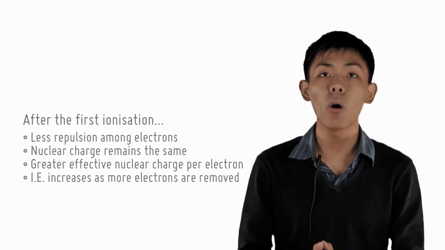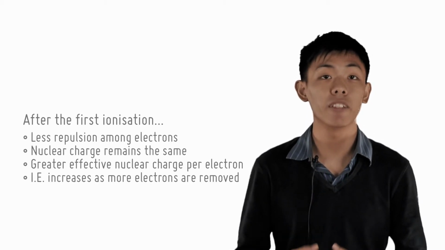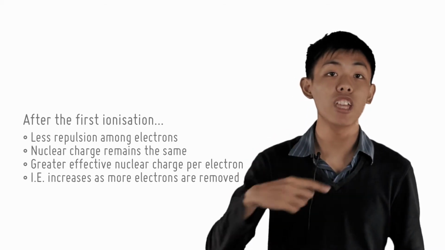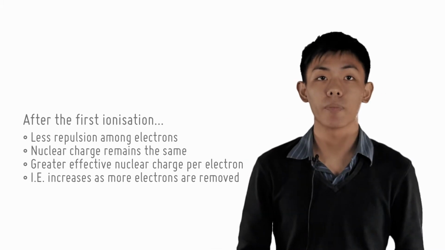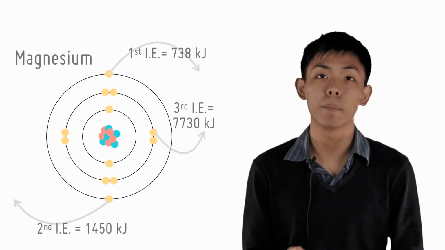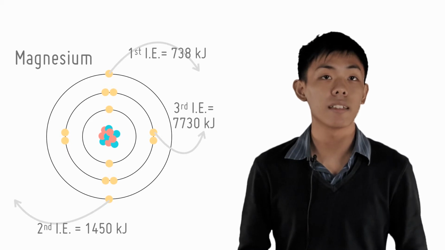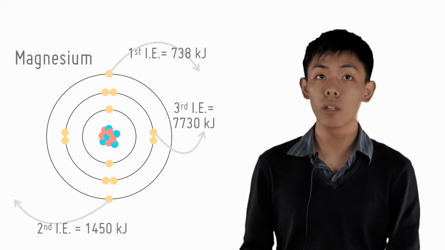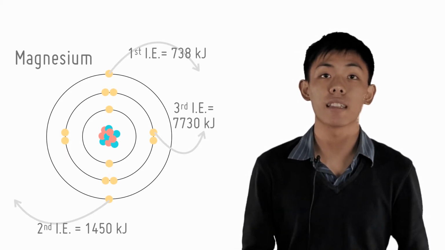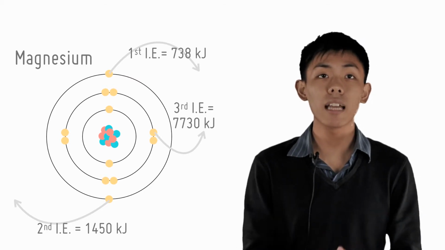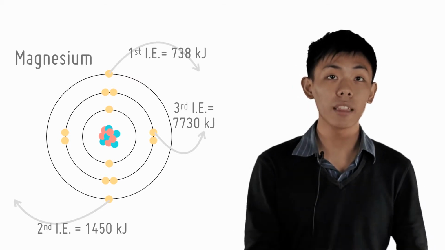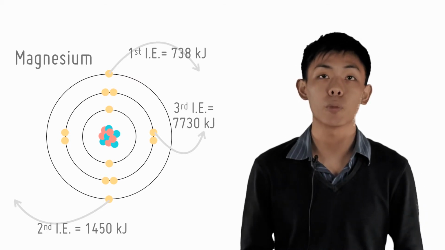At the point where all the valence electrons of an atom have been removed, we will then observe a great jump in ionization energy. For example, for magnesium, the first ionization energy is 738 kilojoules per mole, the second ionization energy is 1450, but the third ionization energy jumped to 7730 kilojoules per mole.